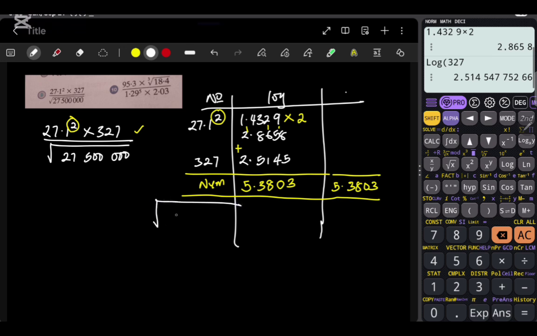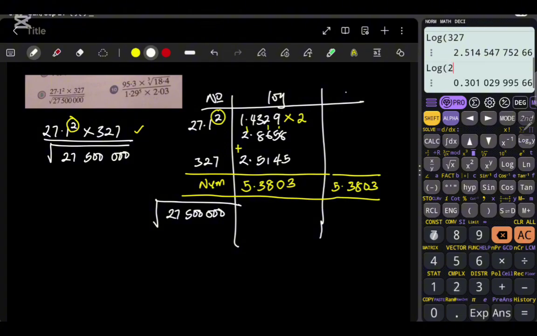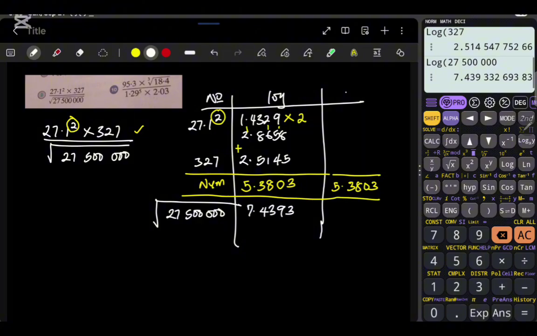The denominator is the square root of 27,500,000. So we find the log of this, log 27,500,000, and that gives us 7.4393. Now if you notice, there's a square root on this number. So square root means raised to power half. Raised to power half means you're going to divide by 2.